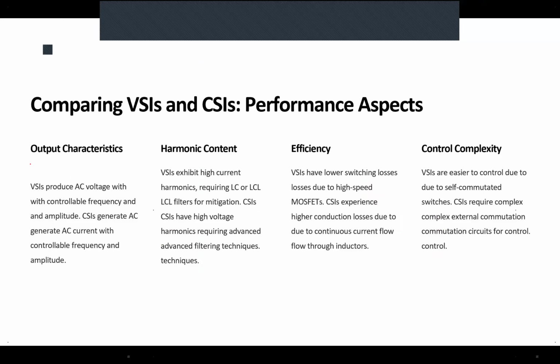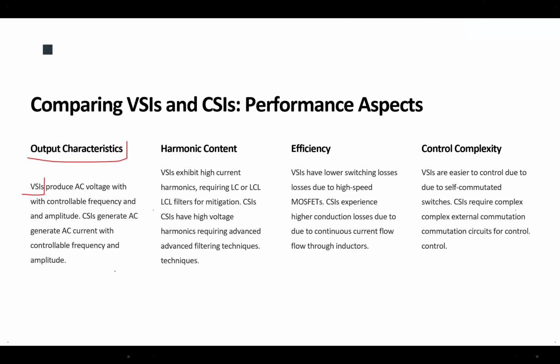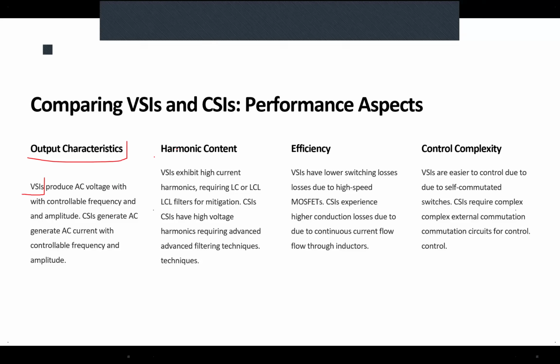Now, another comparison between the VSI and CSI from the performance aspect. Again, output characteristics: VSI provides a controllable voltage at the output, while CSI provides a controllable current at the output. Another difference is the harmonic component, the harmonics that they introduce at their output terminals.